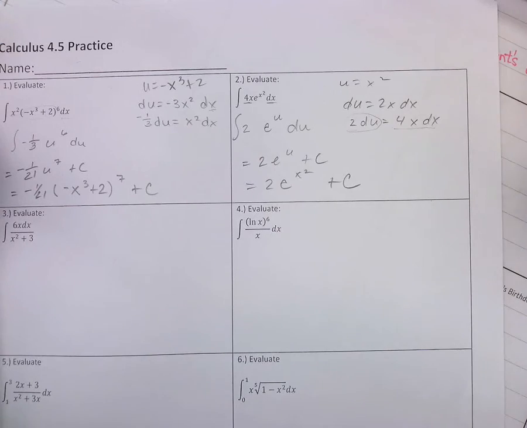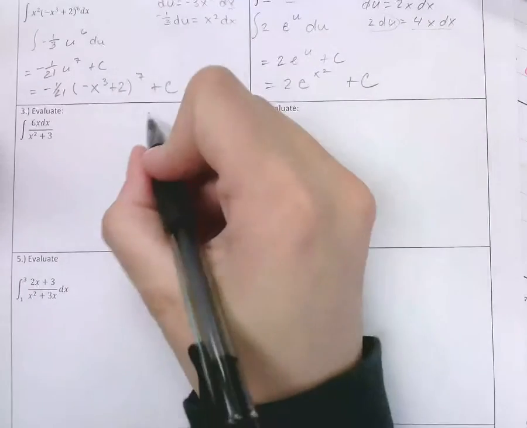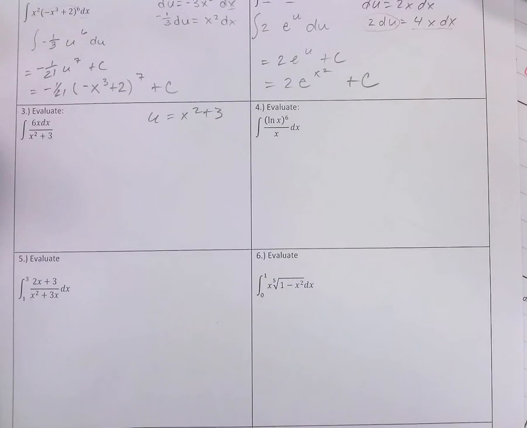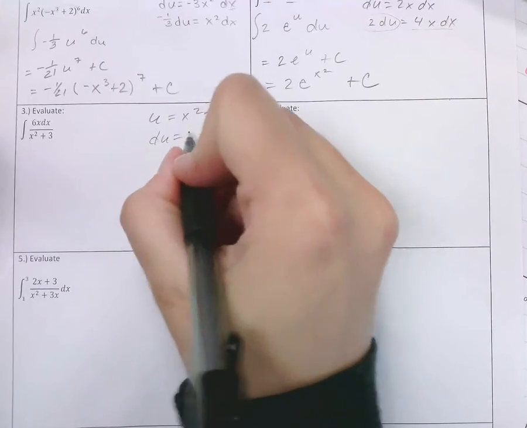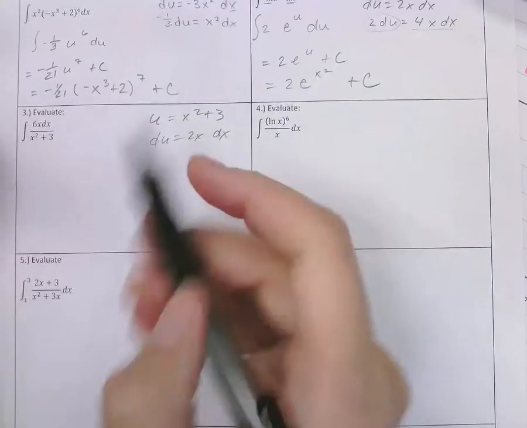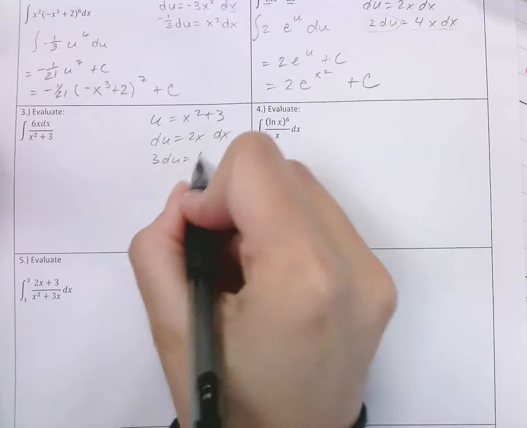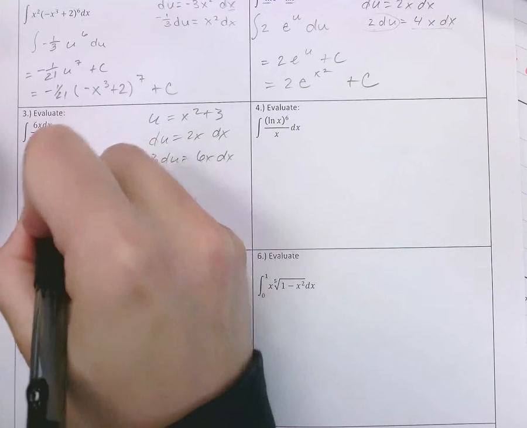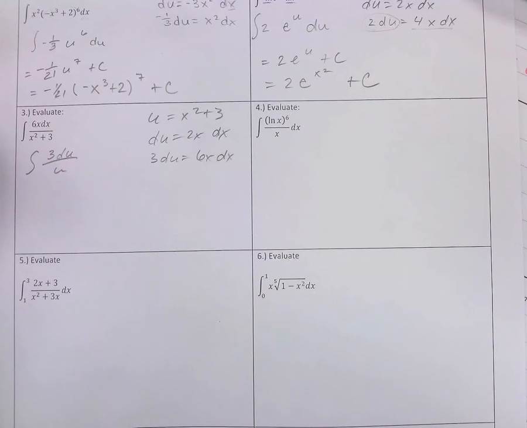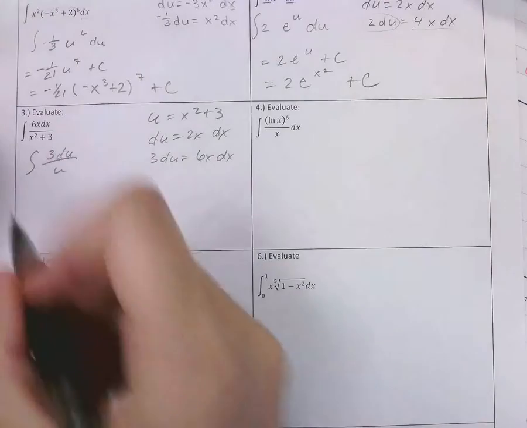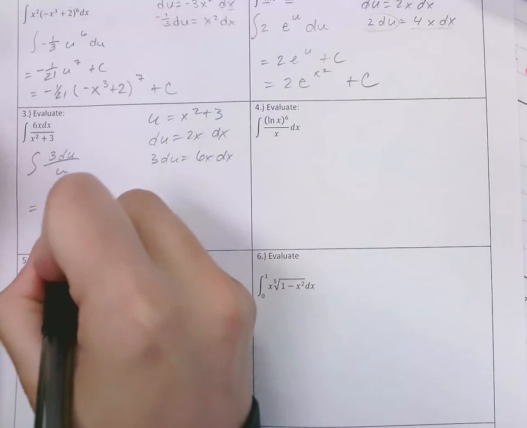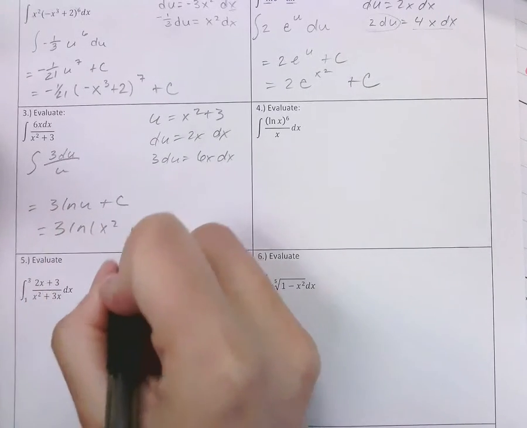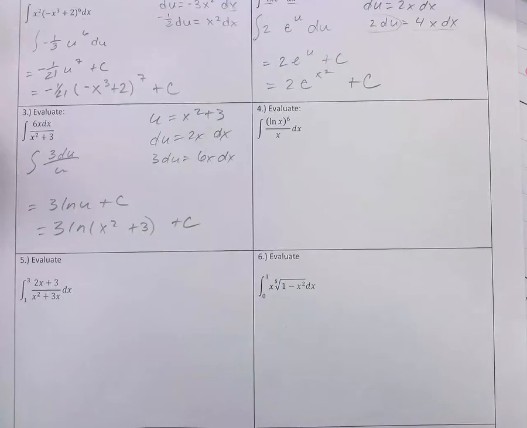Yeah, so you still pick your larger exponent for your u. And then we have a 6, so we need to multiply this by 3, which changes this to 3 du over u. You could also just write 3 over u with the du to the side of it, if that's less confusing. And then this is going to be 3 times the natural log of u plus c, which is 3 times natural log of x squared plus 3 plus c.